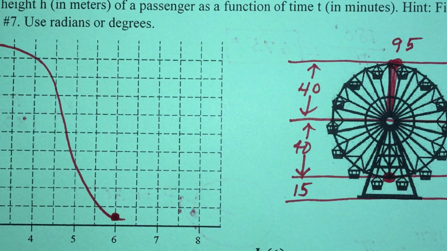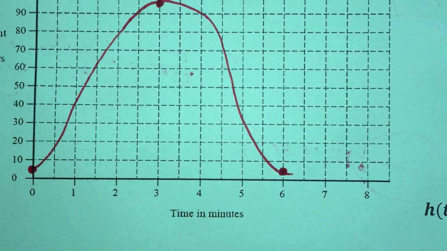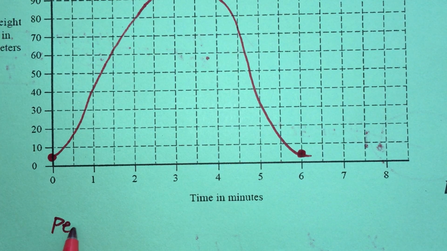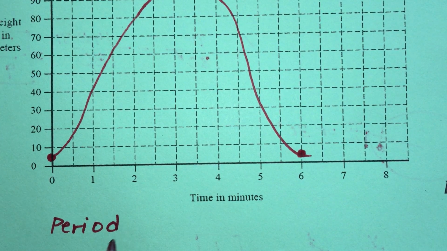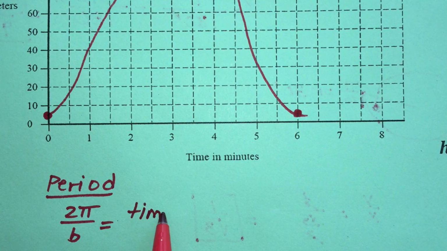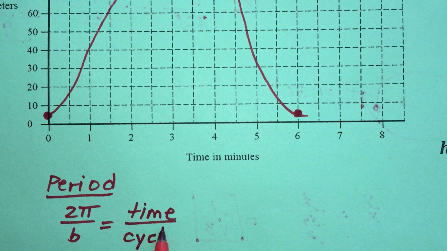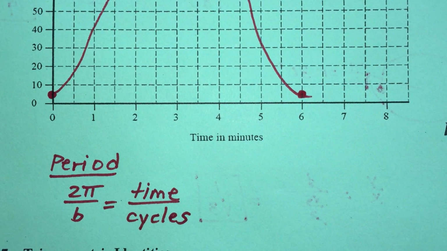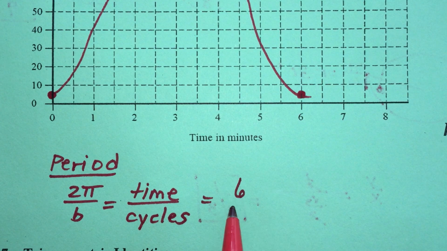Now we need to write the equation. We have all the pieces except the b value. So think about it: period is 2 pi over b. And period, when it comes to using time as our independent variable, is time per one cycle. That's just the units that are associated with period. And we know it's 6 minutes for one cycle.